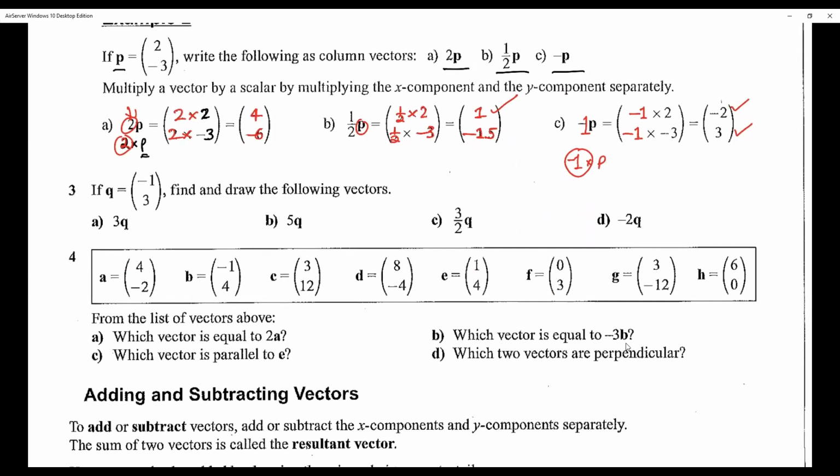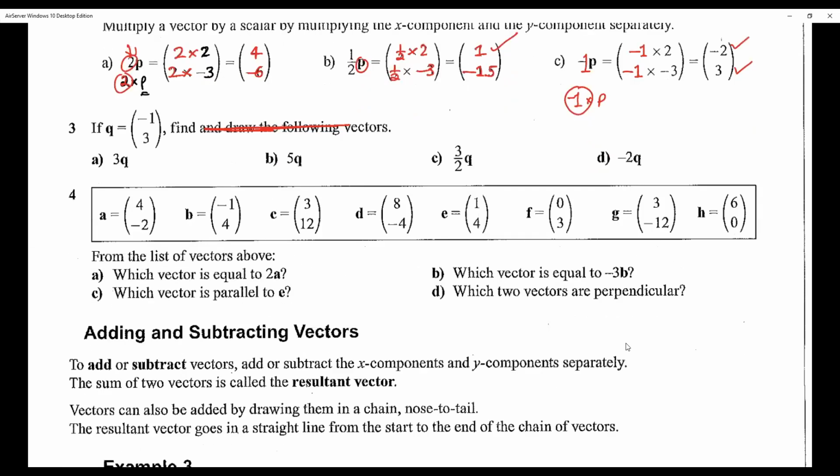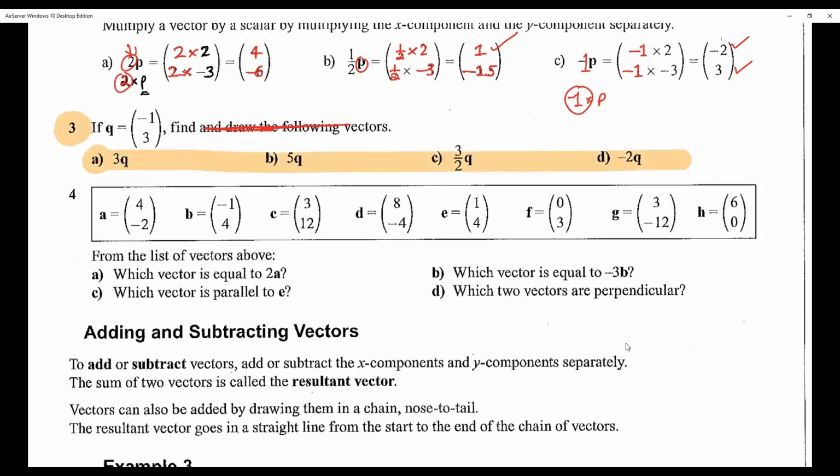So they've got some big questions there. Question number 3. If Q equals minus 1, 3, find and draw the following. We don't need to draw them for now. We just need to find the vectors. Find what 3Q, 5Q, 3.5Q, minus 2Q are. Okay, so I want everybody to have a go at that question for me, please. I'm going to put 2 minutes on the timer. Off you go.